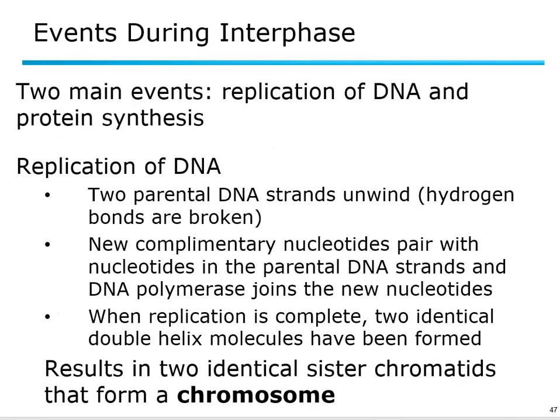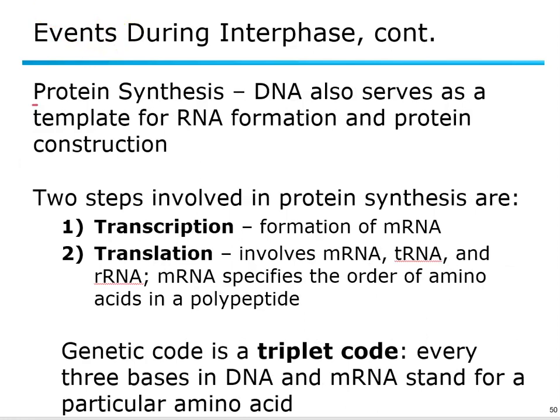Then during the interphase, we have 2 main events. They are the DNA replication and the protein synthesis. The DNA replication, again, is happening during the S phase, and it's resulting in 2 identical sister chromatids that form a chromosome. Then from chromatin, we're dividing our DNA, and eventually they're going to form a chromosome. The other important event during the interphase is going to be the protein synthesis.